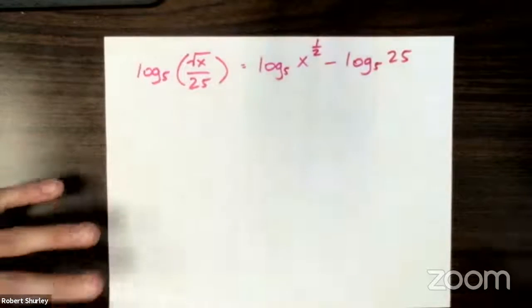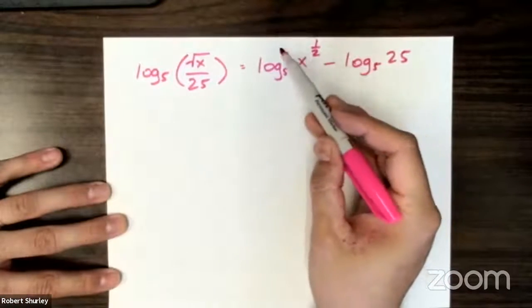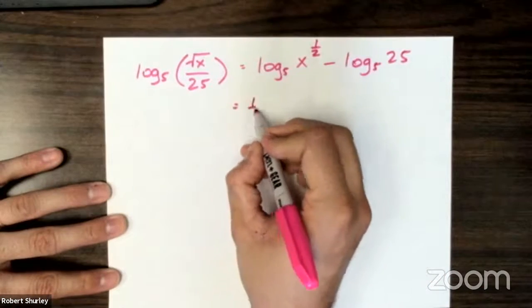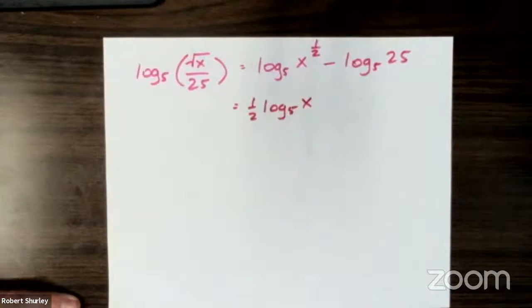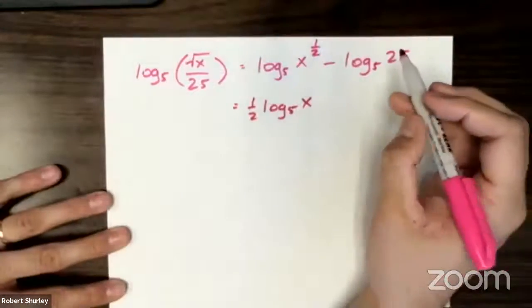Then I'm going to see what I can simplify. So this first one, I can bring the 1/2 out to the front: 1/2 log base 5 of x. Now the second one, I can write 5.